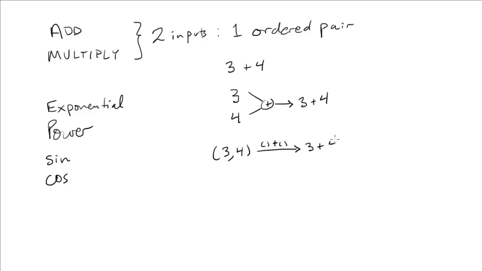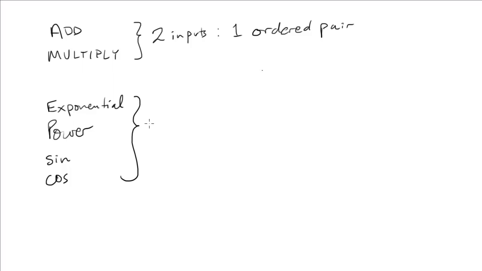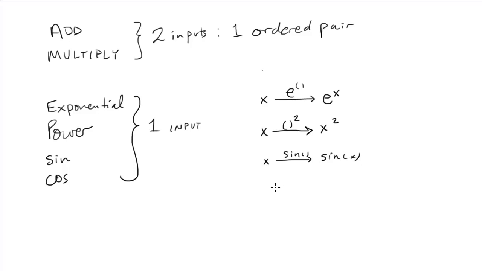So that's one input, one output. And the same for multiplication. These functions are a little easier because there's only one input to begin with. X gets exponentiated. X gets raised to a power. X goes through the sine function. X goes through the cosine function.